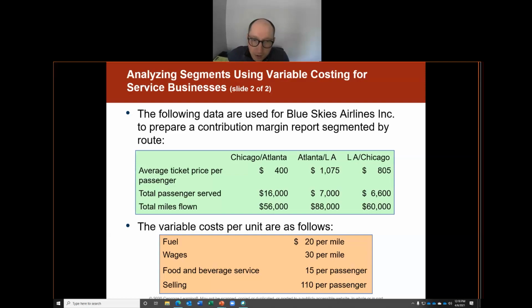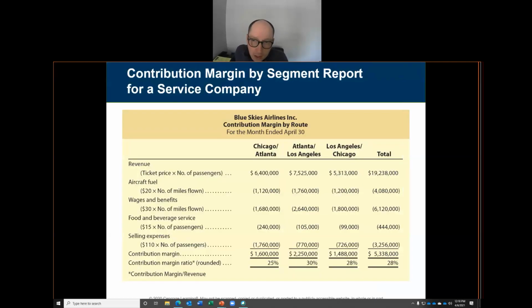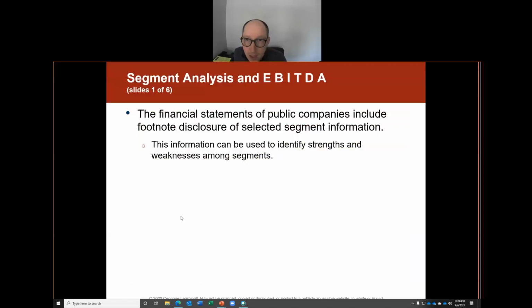In this example, we're looking at a comparison for an airline, but you can do the same thing for a hotel. Based off of the market segments, we see the average ticket prices, passengers served, miles flown, and all the variable costs included. And we can break it out by market segment. It's really the same concept. It's fun to do. It's interesting. It helps management to understand their business.